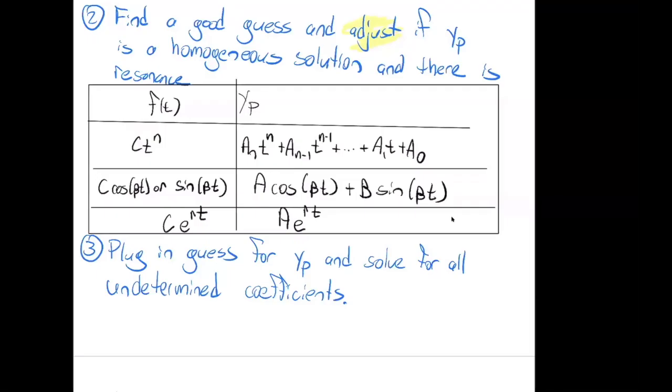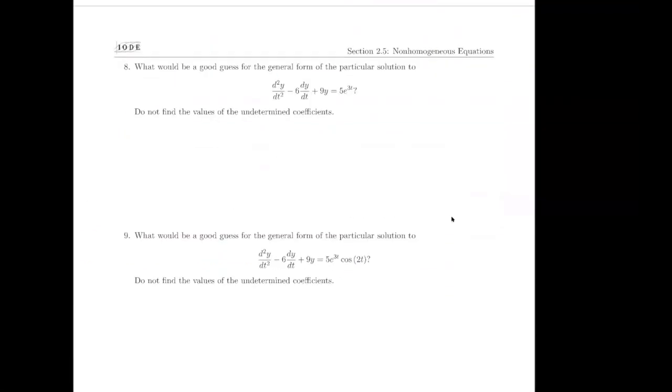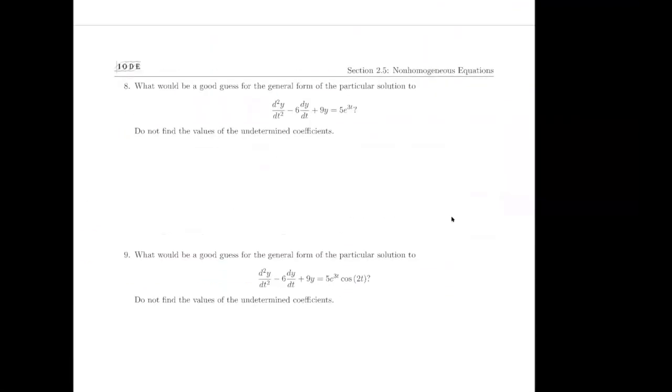So unless there are any questions, let's continue finishing up this worksheet 11 that we were working on last time. We got through basically questions 6 and 7, where we were identifying whether a differential equation had resonance or not. Questions 8, 9, and 10 are just asking us to come up with what a good guess would be, not necessarily find all of the values of the coefficients.